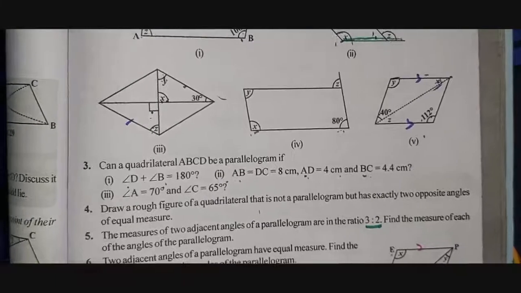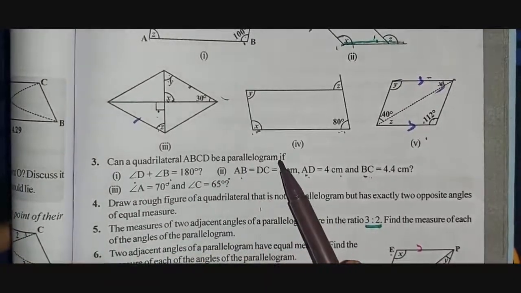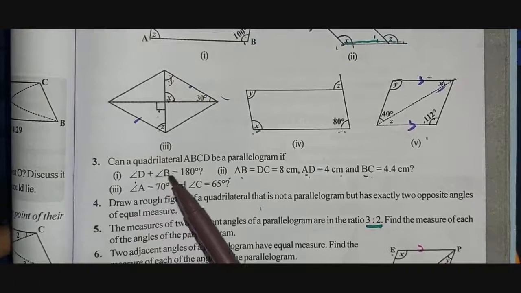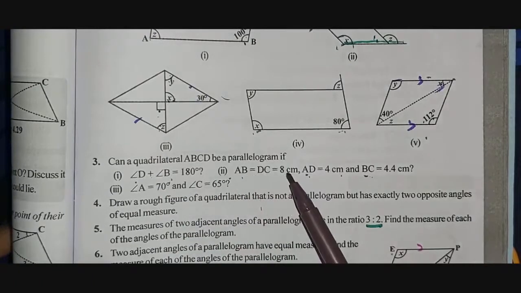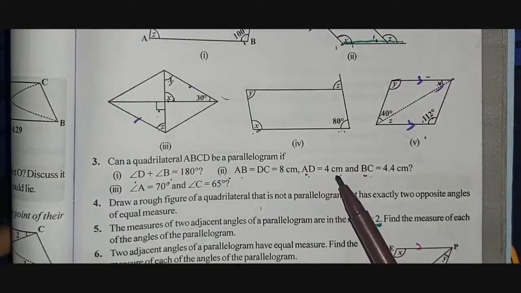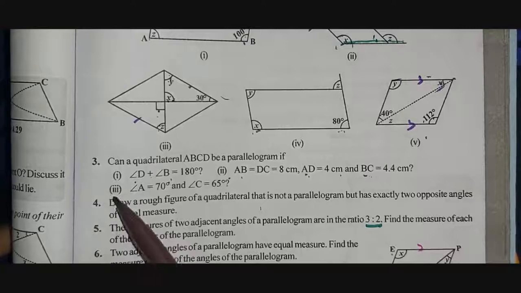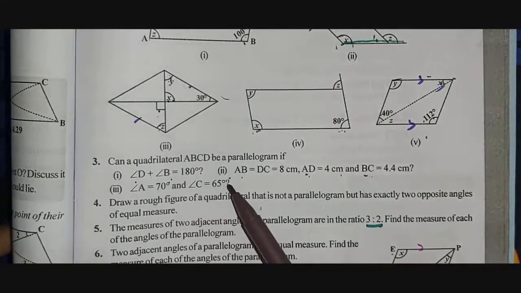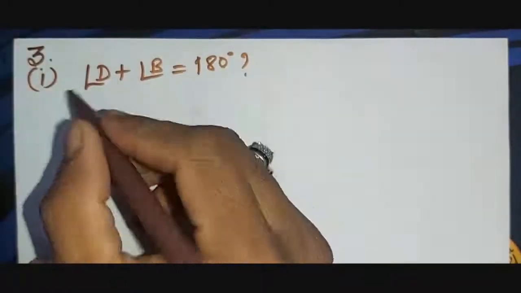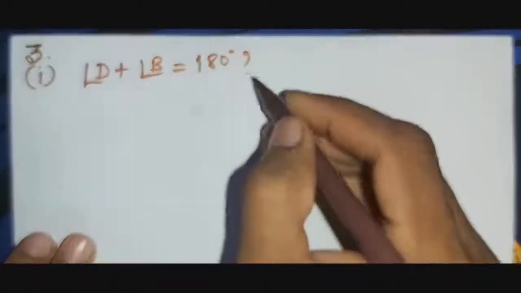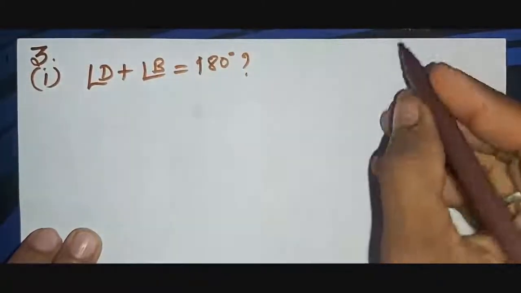Okay students, now let us discuss the third question. Can a quadrilateral ABCD be a parallelogram if: first, angle D plus angle B is equal to 180 degrees; second, AB is equal to DC is equal to 8 centimeters and AD is equal to 4 centimeters and BC is equal to 4.4 centimeters; and third, angle A is equal to 70 and angle C is equal to 65 degrees. Let us see now. Here we have first: angle D plus angle B is equal to 180 degrees. Can a quadrilateral ABCD be a parallelogram?